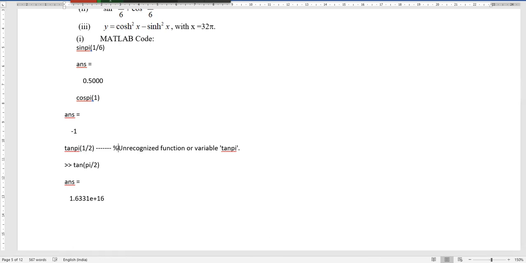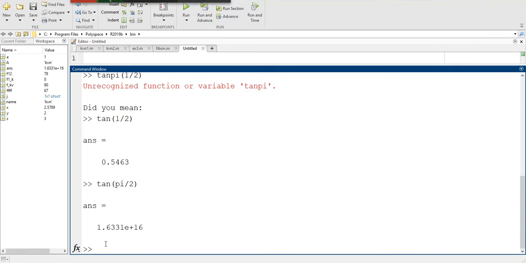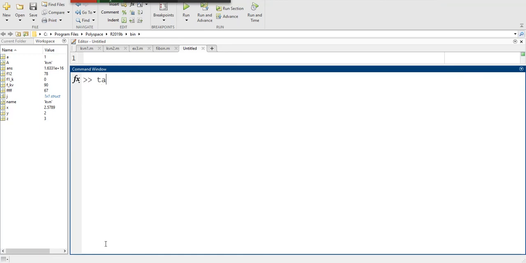Suppose you want to find clc, clear, tan(pi). So tan pi is not recognized by our software. Some versions do not support the tanpi function. Okay, we will see help.